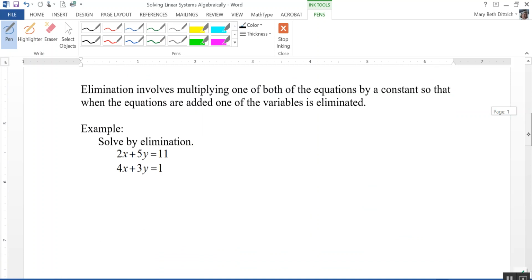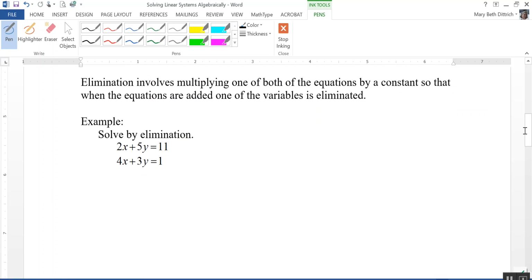Elimination involves multiplying one or both of the equations by a constant so that when the equations are added together, one of the variables is eliminated. This is really helpful when you can notice that perhaps one of the coefficients is a factor of the corresponding coefficient in the other equation. So here's the system we have. 2x plus 5y equals 11, 2x plus 3y equals 1.